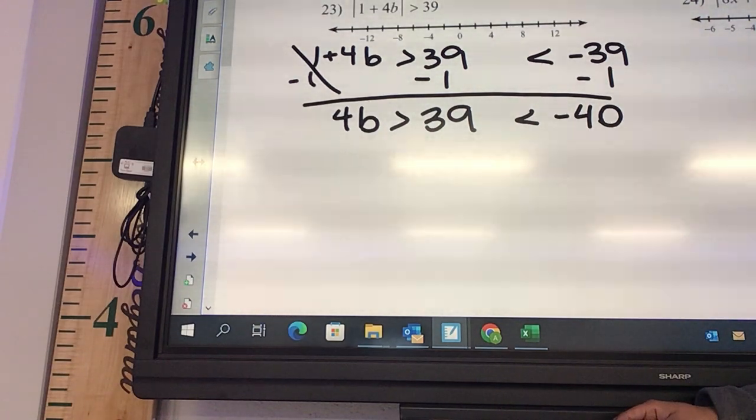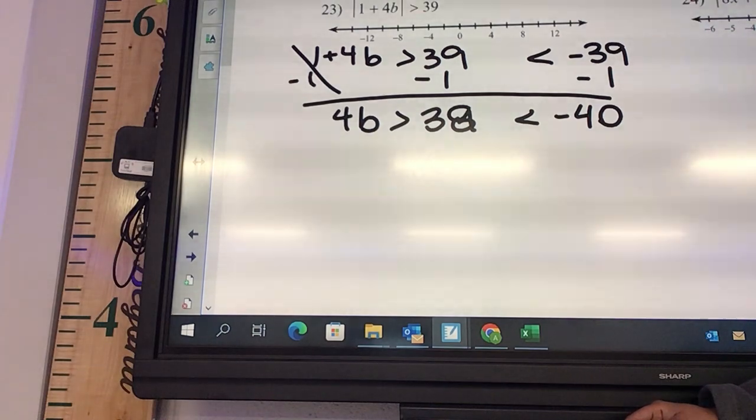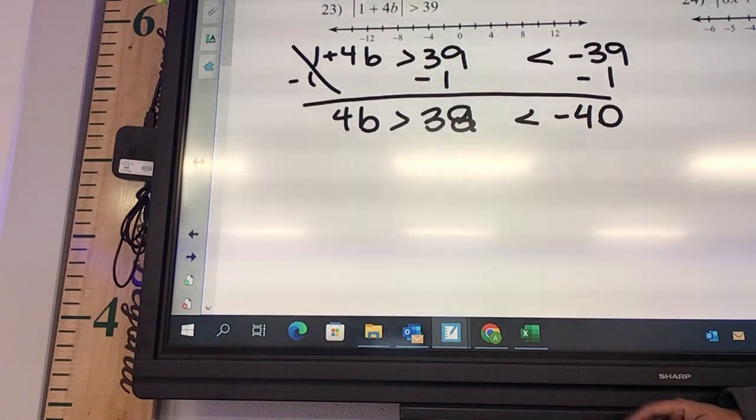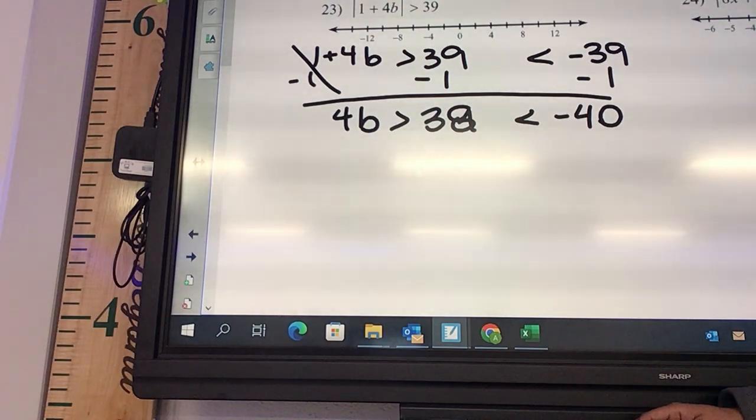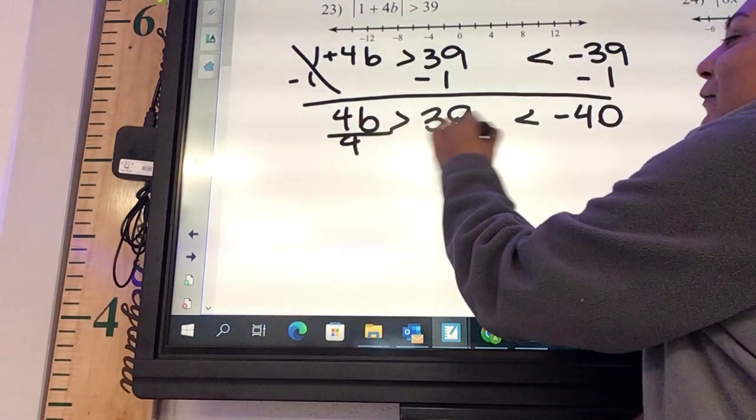Okay. 38. That looked like a 9, because it was 38 and negative 40. Okay, now what? Divide by 4. My bad. I'm having a rough day apparently.